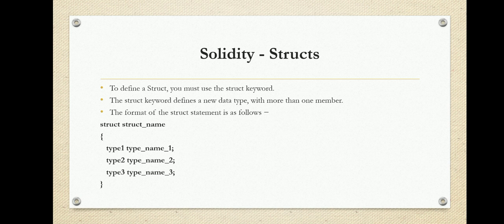To define a struct, you must use the keyword struct. The struct keyword defines a new data type with more than one member. Here we have the syntax. In order to define structures in Solidity, we need to use struct, which is a keyword, then the structure name. Within this structure there may be different data types and different members. Members are nothing but the variables here, like type 1 variable 1, type 2 variable 2, type 3 variable 3. Like that, we can group different data elements together in a structure.